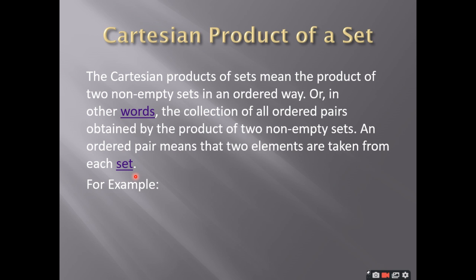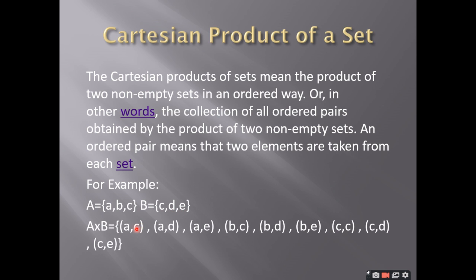For example, we have two sets. Set A is a set of alphabets A, B and C, and set B is a set of alphabets C, D and E. When we find their Cartesian product, we represent the Cartesian product with this sign and we call this sign cross. So we write A cross B. A cross B means the Cartesian product. We write all the ordered pairs in the Cartesian product.